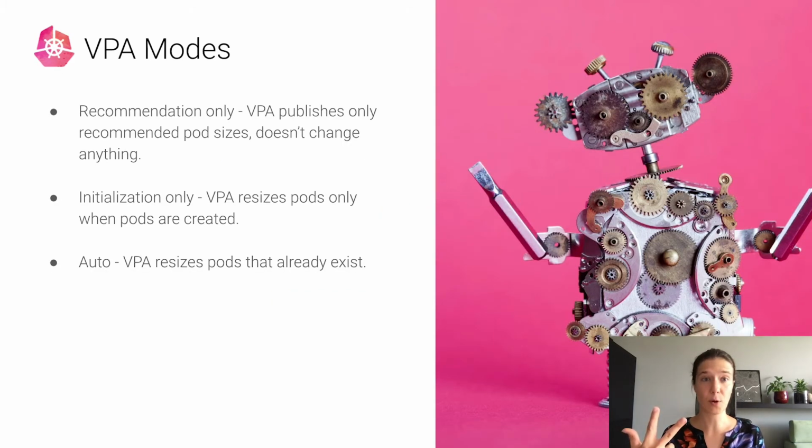VPA works in 3 modes. In the first one, it only provides recommendations, but it doesn't change actual resource requests. You may then choose to apply the recommended settings manually. In the second one, it only sets requests for pods that are newly created. It doesn't change pods that are already running. And the last one, the third one, automatic mode, allows VPA to evict an existing pod if it has suboptimal requests and recreate it with recommended ones.